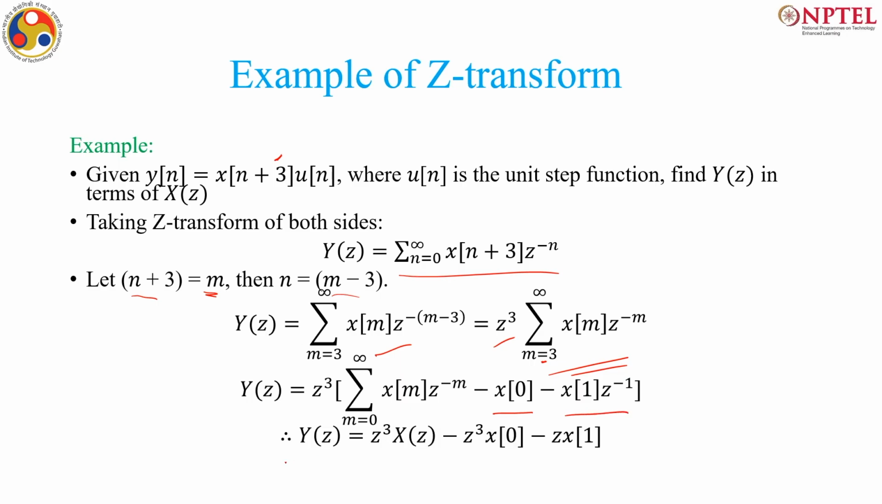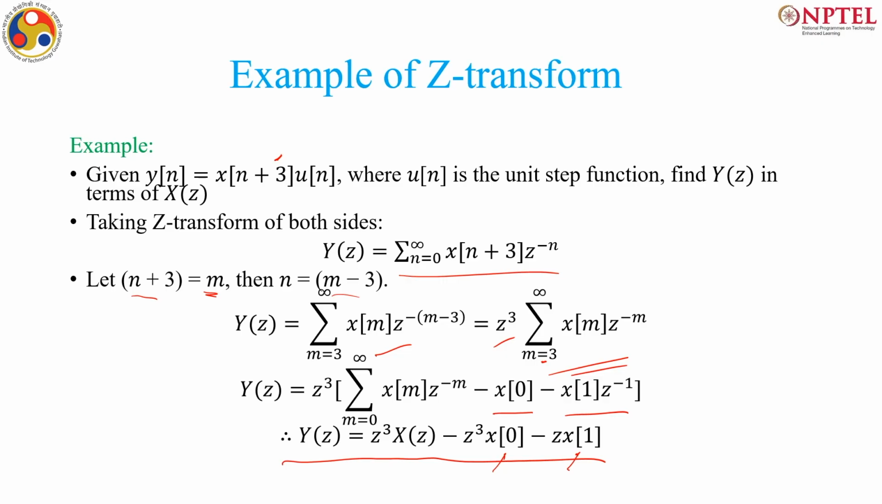So, this is the expression which I get. Now, unless this x of 0 and x of 1 are zeros, you cannot find this transfer function. Now, take this as an exercise and think whether this system is a linear time invariant system or not, and under which circumstances it will become a linear time invariant system, or is it always a linear time invariant system.